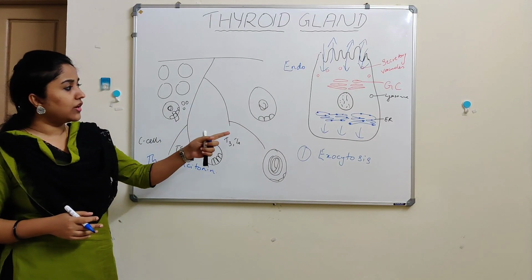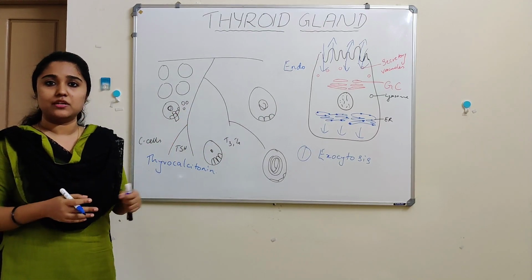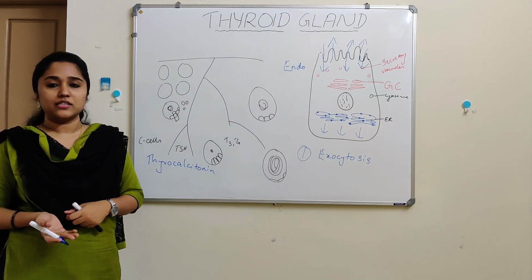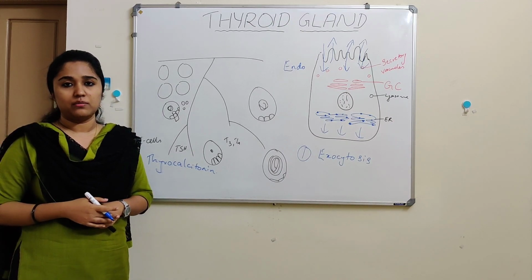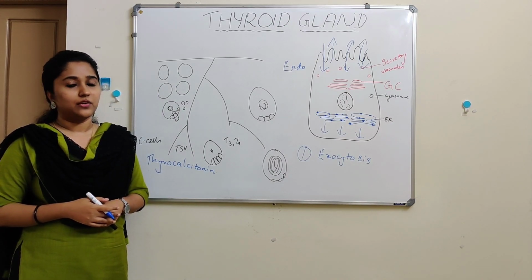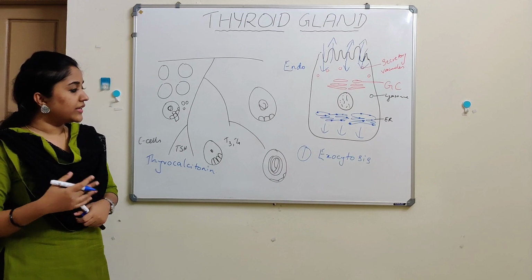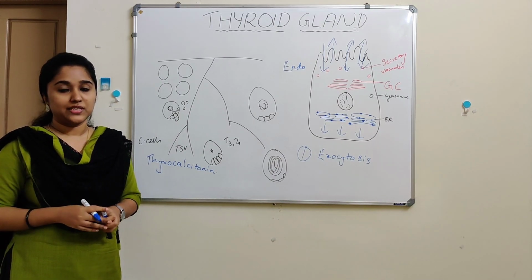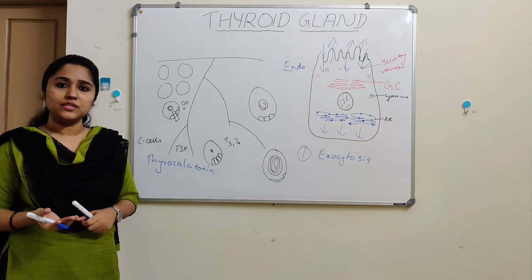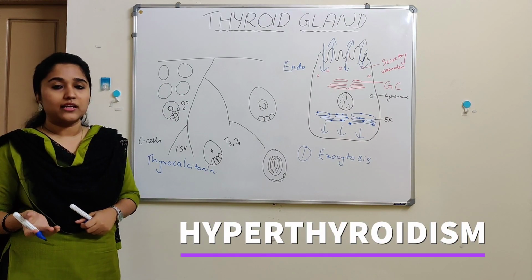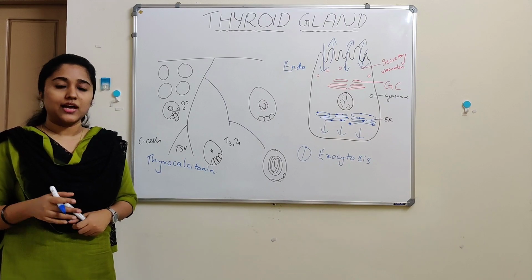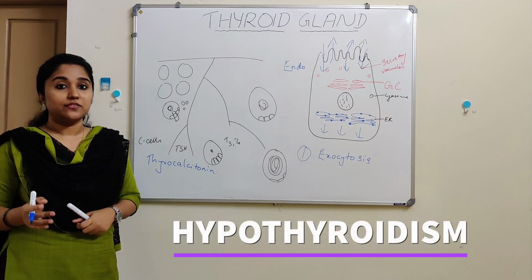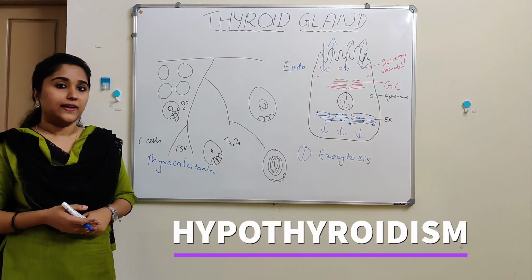And these C cells also have a structure similar to the follicular cells. That is, they have mitochondria, Golgi complex, lysosomes, secretory vacuoles. And we have already discussed hyperthyroidism and hypothyroidism in the previous section. So hyperthyroidism is a condition in which T3 and T4 are high plus TSH is low, whereas in hypothyroidism T3 and T4 are low and TSH is high.